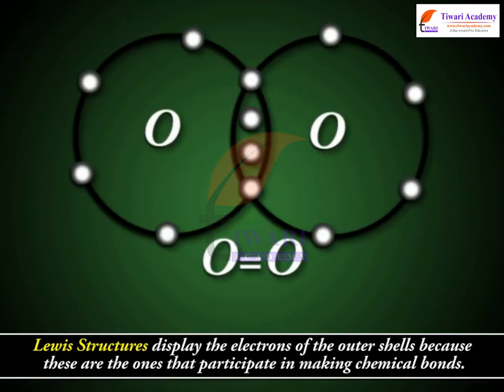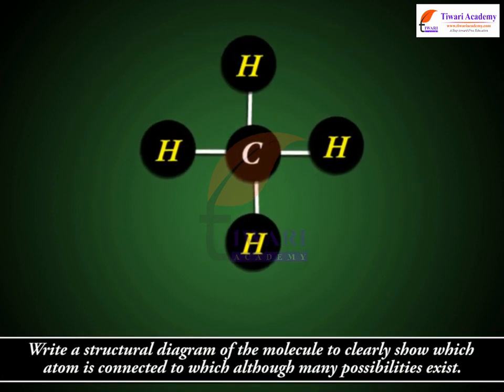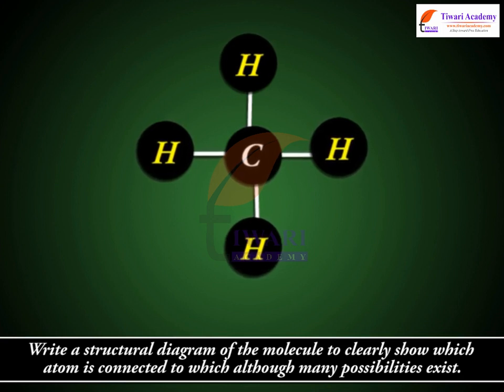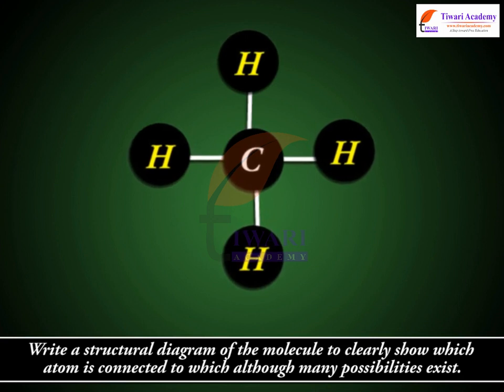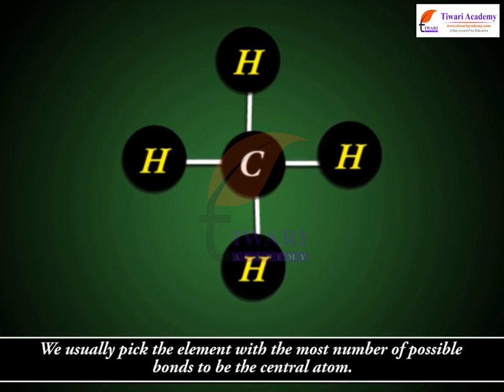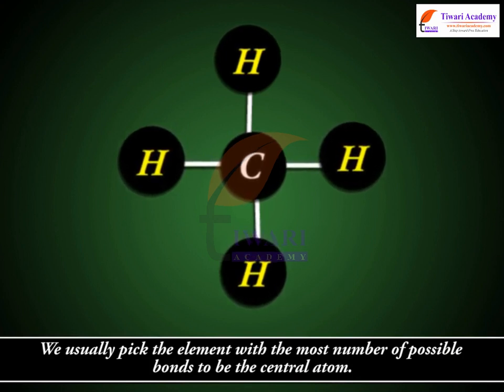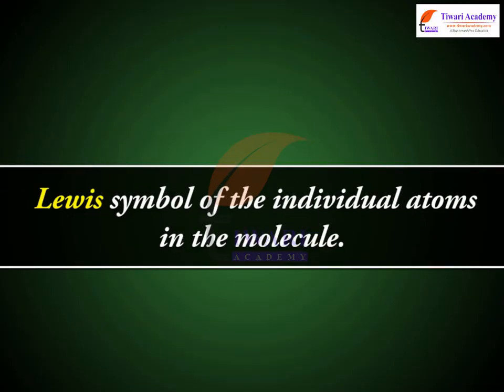Lewis structures display the electrons of the outer shells because these are the ones that participate in making chemical bonds. Write a structural diagram of the molecule to clearly show which atom is connected to which. Although many possibilities exist, we usually pick the element with the most number of possible bonds to be the central atom. Lewis symbol of the individual atoms in the molecule.